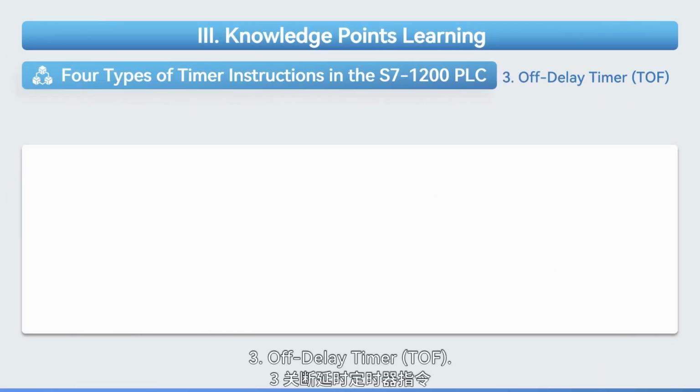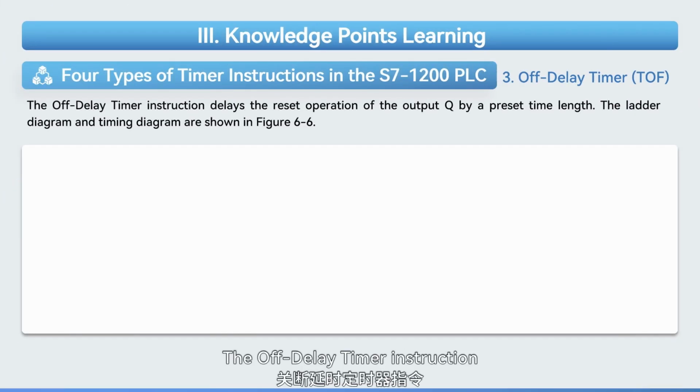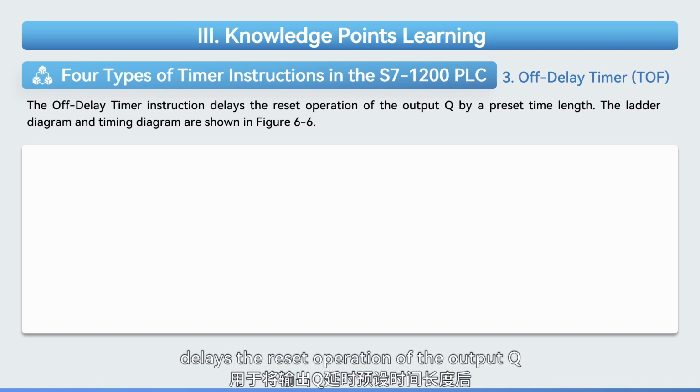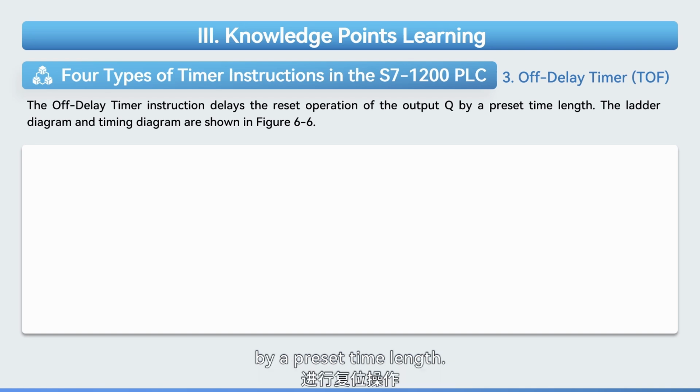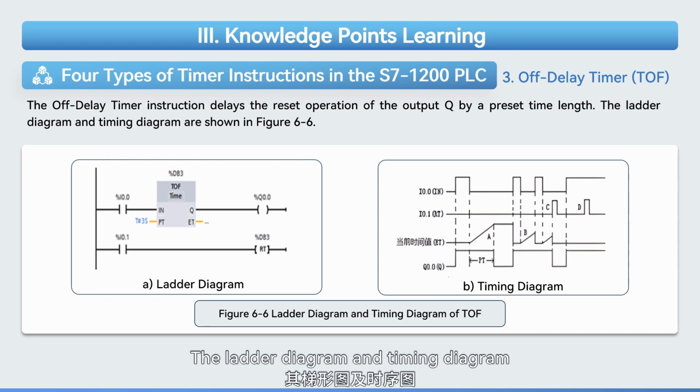3. Off-delay timer, TOF. The off-delay timer instruction delays the reset operation of the output Q by a preset time length. The ladder diagram and timing diagram are shown below. From the timing diagram, we see that when the IN terminal is set to 1, the timer Q output immediately becomes 1. When the IN signal disconnects, changing from 1 to 0, the timer starts counting, and when the current timer value ET equals the preset time PT, the timer Q output changes to 0.